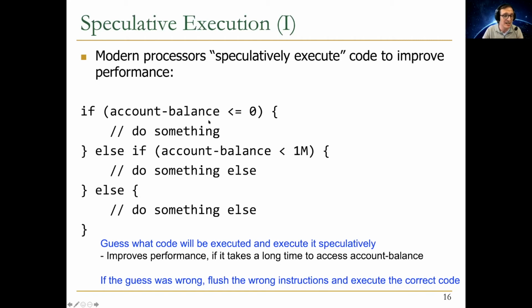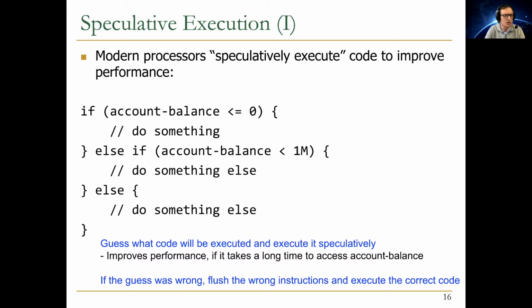For example, if the account balance was actually not less than 0, but it was less than 1 million, they basically discard what they've done, 200 instructions over here or wherever it goes, and they redo. Well, redo is not the correct word, but they actually fetch the instructions that they're actually supposed to fetch, and they execute those instructions. So this is how speculative execution works. If you're correct, no problem, everything is fine. If you're incorrect, then you need to flush the instructions from the machine and execute the correct code.